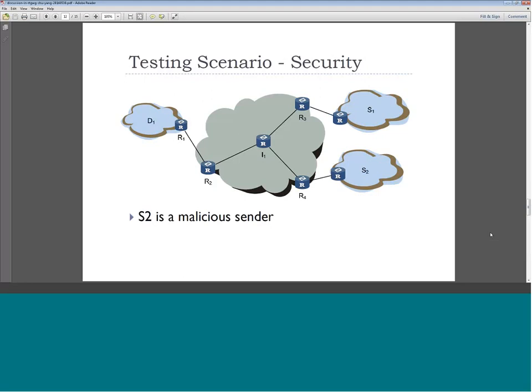The second scenario is for security. For example, in this graph, there are 2 senders, S1 and S2, and 1 receiver, D1. Among S1 and S2, S2 is a malicious sender. So the network of D1 and the router R1 should only announce the reachability of D1 with S1, and shouldn't announce the reachability of D1 with S2, so that S2 cannot reach D1. Next slide, please.